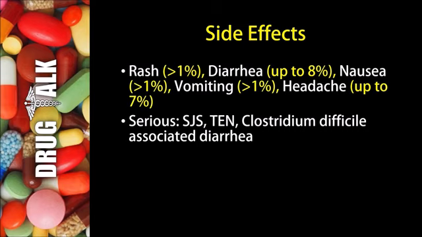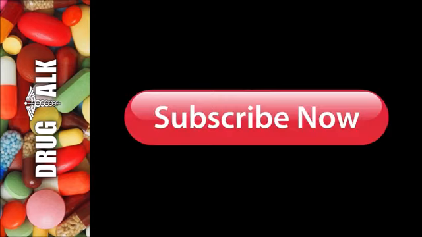Now, some more rare but serious side effects would be Stevens-Johnson syndrome, toxic epidermal necrolysis, or Clostridium difficile associated diarrhea. That's all we're going to talk about today with amoxicillin or Amoxil.